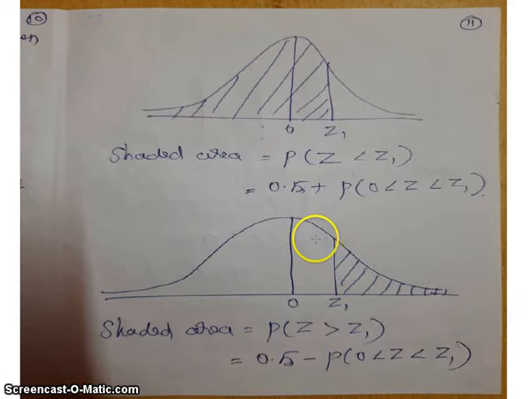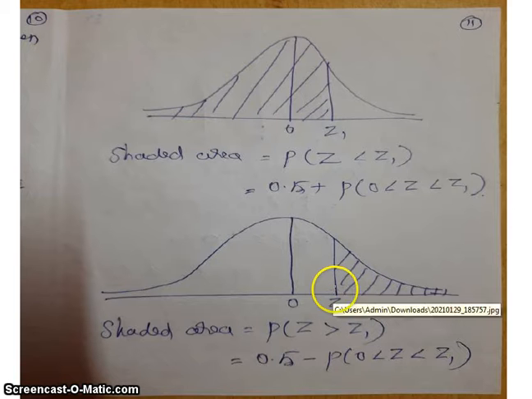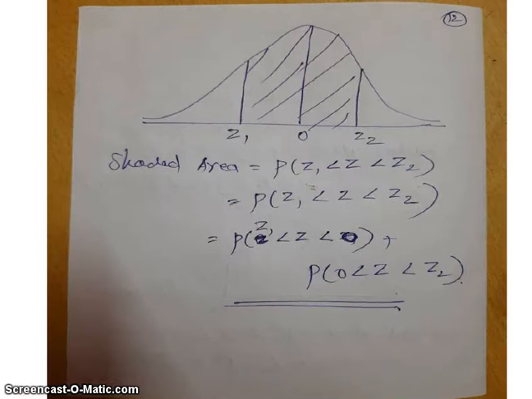Okay, from that you deduct this particular area between 0 to z1. Then you will have the remaining area. So 0.5 minus this area is referred to as P of z greater than 0 and less than z1. If you deduct this, you will get the area of this portion, that is P of z greater than z1. Greater means more than z1. So this is how you have to find out the values.